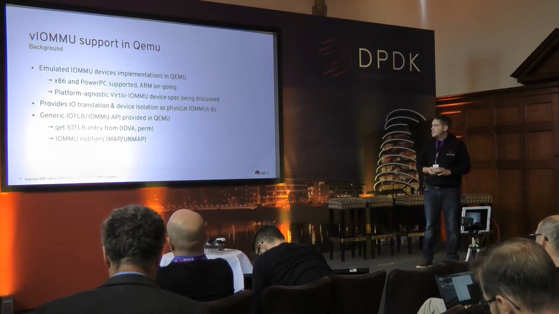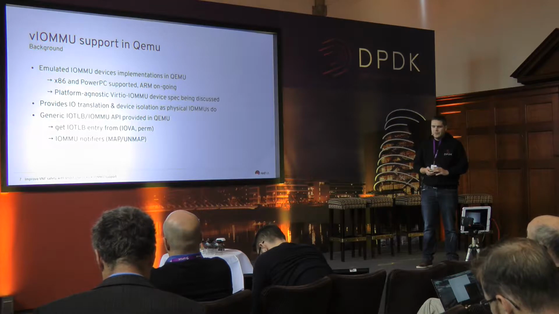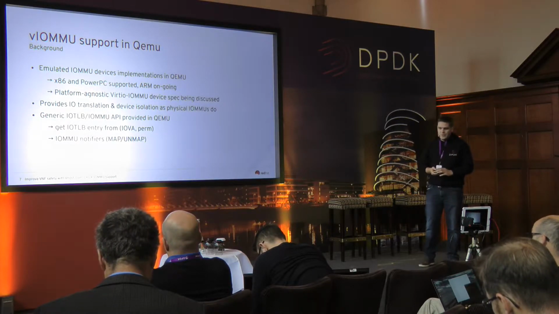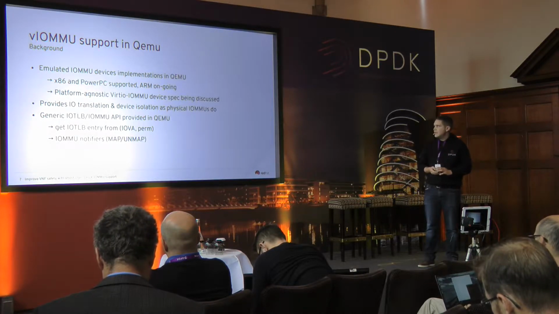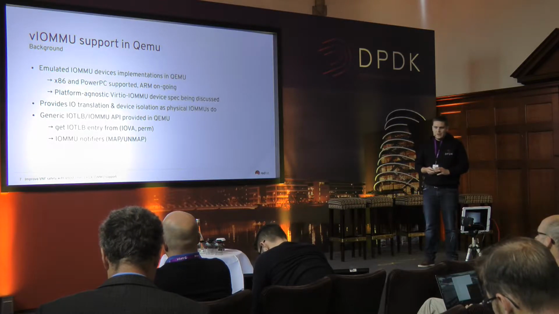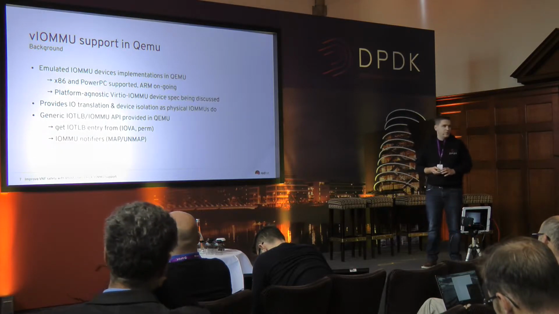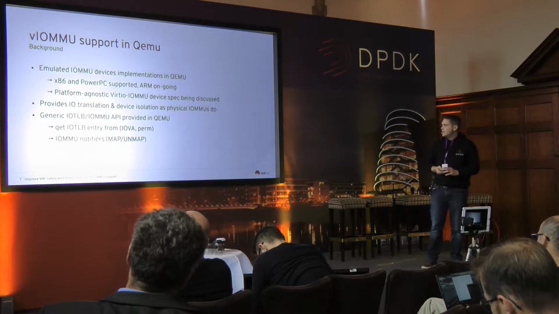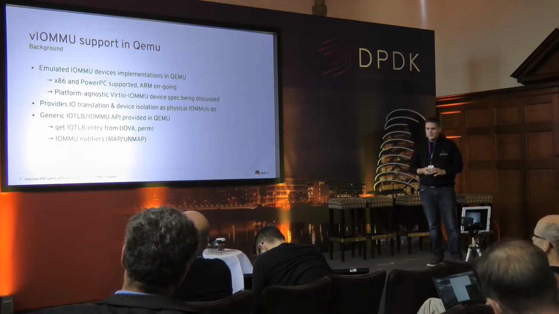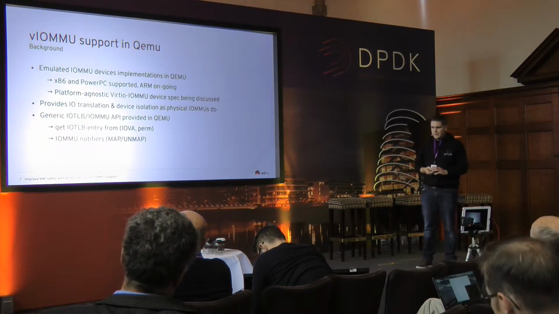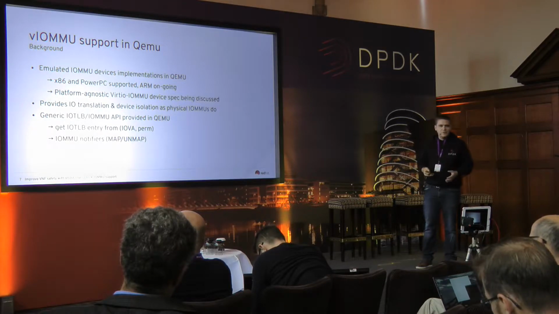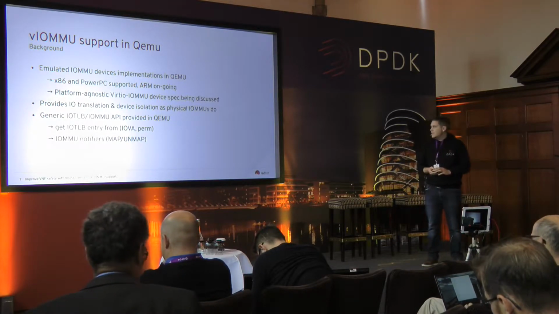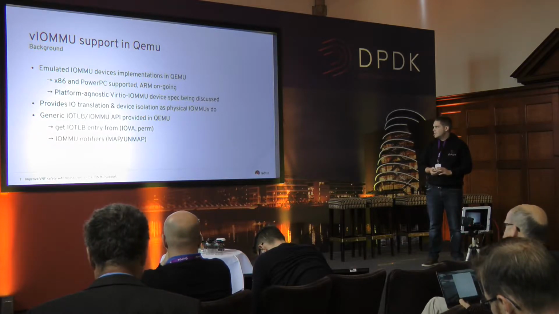So to add support for the Vhost-user backend, we first need to have vIOMMU support in QEMU. For this, we emulate IOMMU devices in QEMU. We have Intel and PowerPC that are supported today, and ARM support is ongoing. Or we could also have a Virtio IOMMU device, and ARM provided some specifications to implement such a device so that we can have a platform-agnostic IOMMU support. This is currently being discussed, so it is not supported yet.